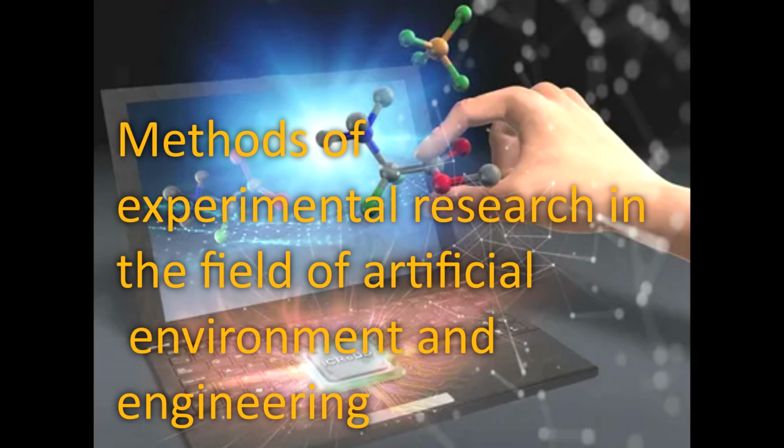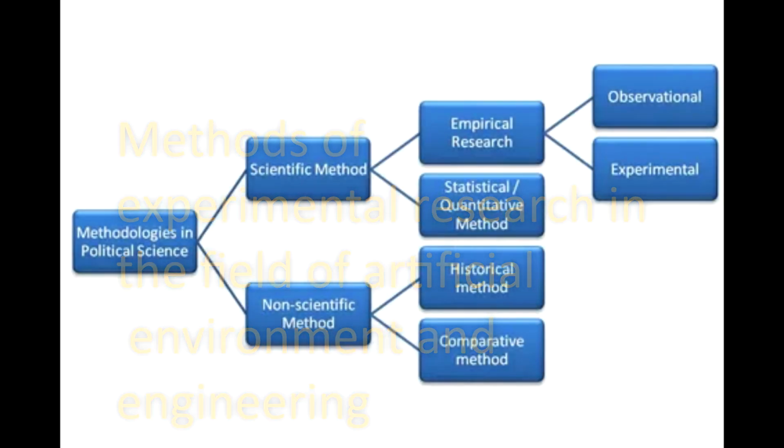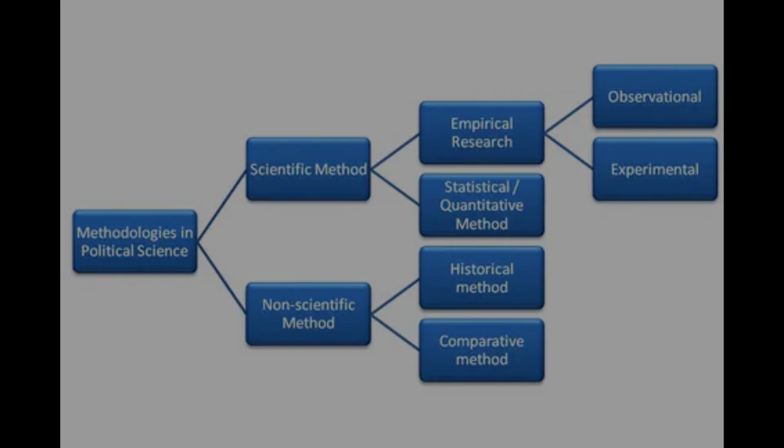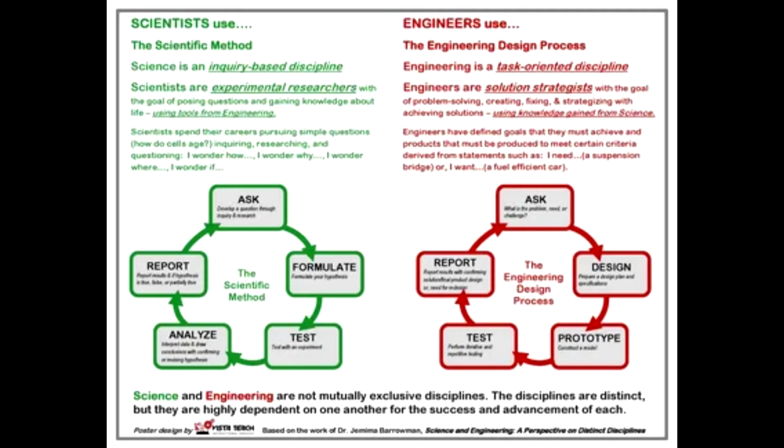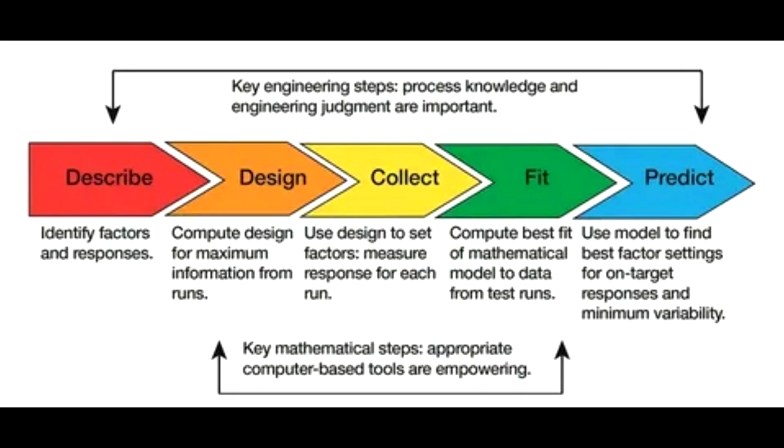Methods of experimental research in the field of artificial environment and engineering. Research methodology is commonly acknowledged as the most important part of any research project that needs to be established before the actual data collection program begins. It is like a roadmap.